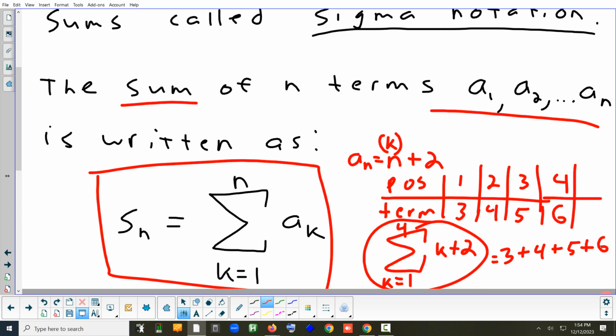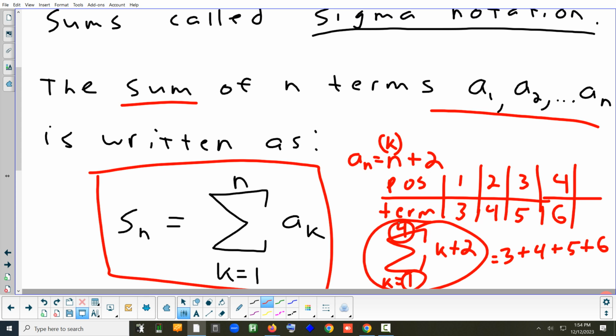And the way you figure that out is you take the number at the bottom, which is k equals 1, you plug it in for k, and then you write down that number. Then you put a plus sign, and then you go up 1 at a time. Then you plug in 2 for k. 2 plus 2 is 4. Write down that number. Then put another plus sign. And you keep letting this number go up 1 at a time until you get to 4, and that's where you stop.